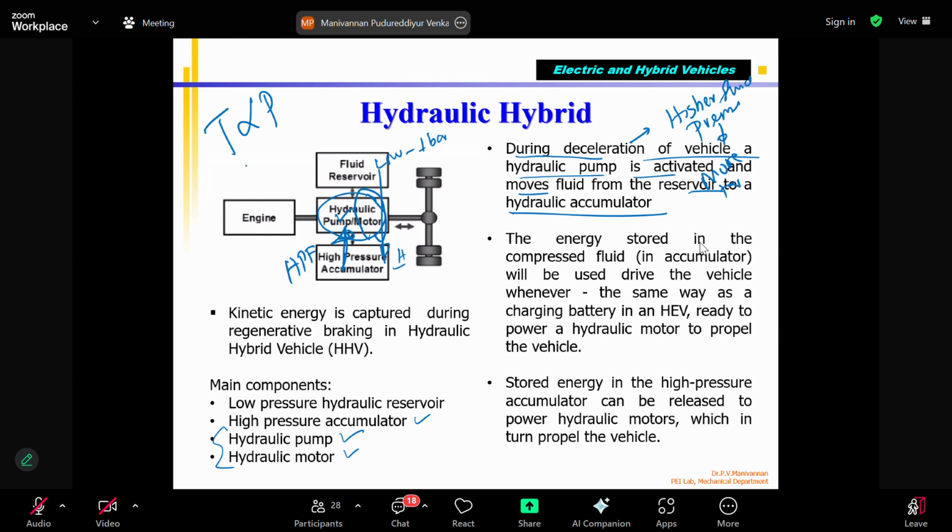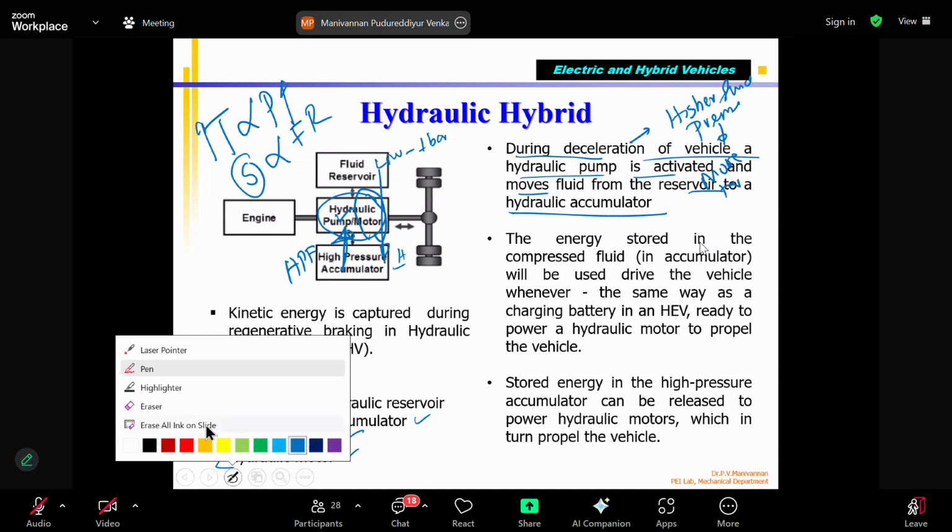And again, the speed of the hydraulic motor, correct? The speed, I can say, is proportional to flow rate, FR. What is the rate at which the high pressure fluid goes, 1 liter per second, 10 liter per second? The higher the flow rate going to the motor, the speed will increase. Similarly, the higher the pressure, the more torque will be generated. This is the basic principle, just note it down.